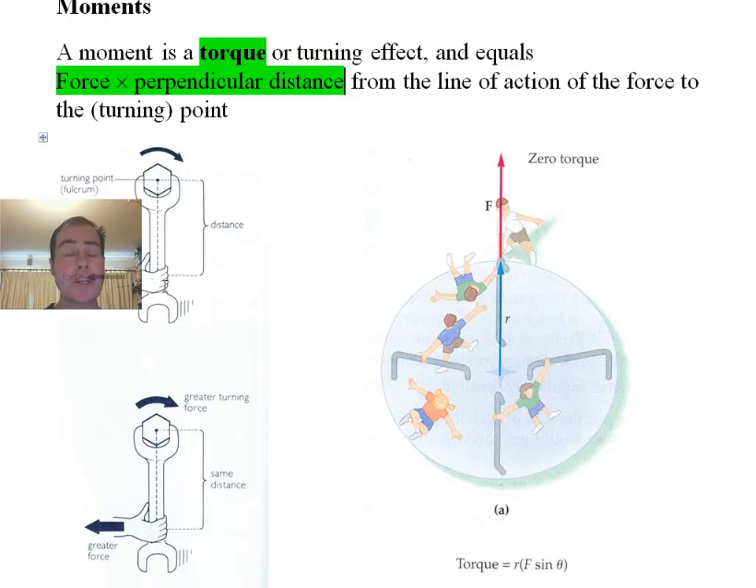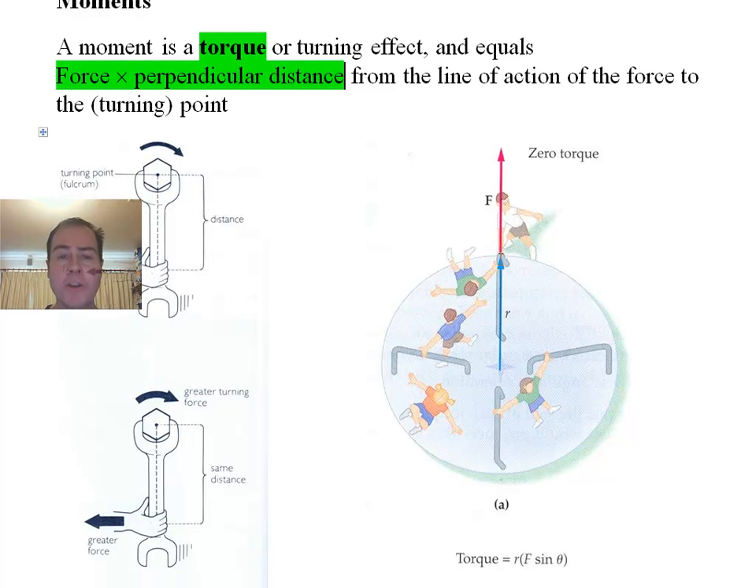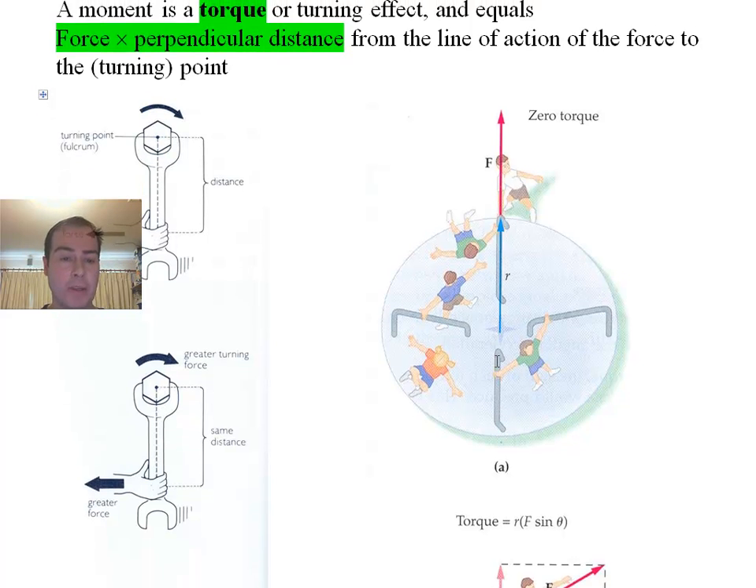Now they have to be perpendicular because if you consider for a moment a standard piece of playground equipment, a sort of rotating platform or roundabout, where one person pulls directly outwards from the center of the circle, then there's no rotational effect. They're not pushing left or right at the point where they're pulling on the rotating platform. So no rotation occurs. The force isn't zero, and neither is the distance from the point of rotation, but still the rotational effect is zero because it's not perpendicular.